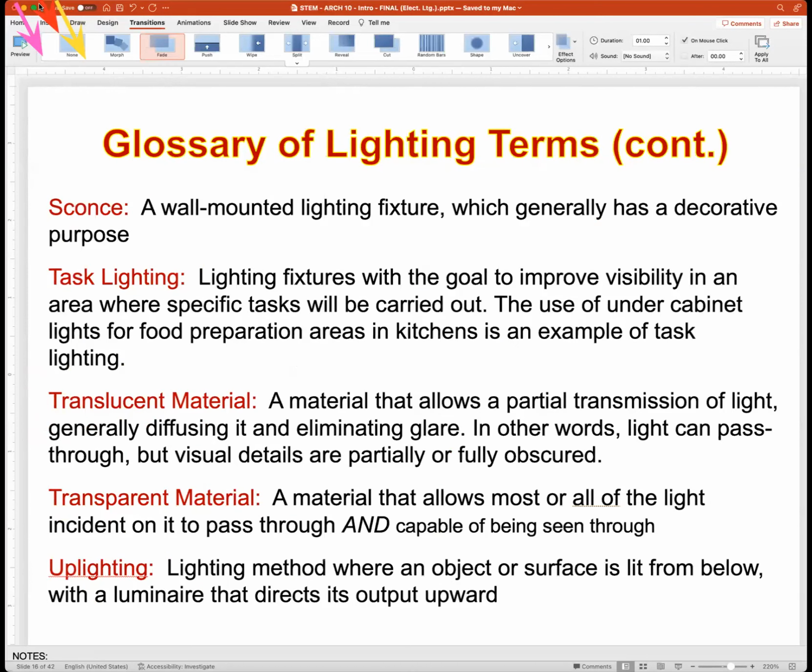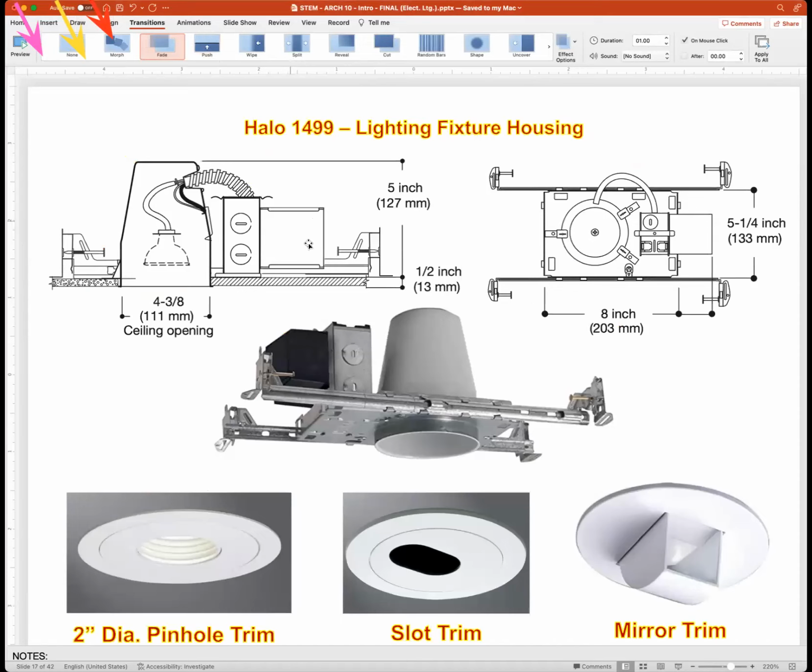Now, a couple of other quick things that I want you to take a look at. We've got a sconce, which is just wall mounted. Task lighting, so we're working at our desk. Translucent material: a translucent material allows light to pass through it, but not a physical image. A transparent material allows both a physical image and light to pass through, so we can see through it. And then, of course, uplighting, you saw that in a couple of the photos, lighting from the ground upward in order to create a dramatic effect.